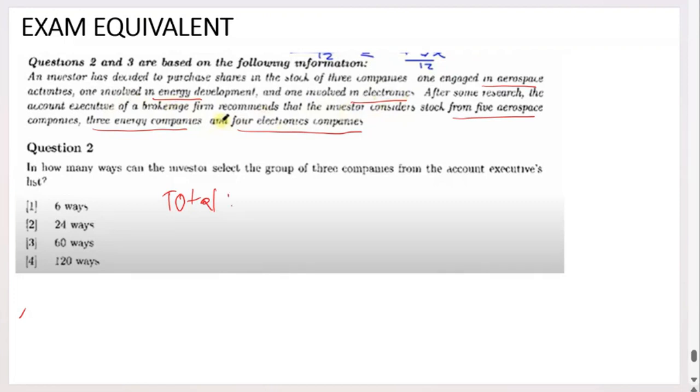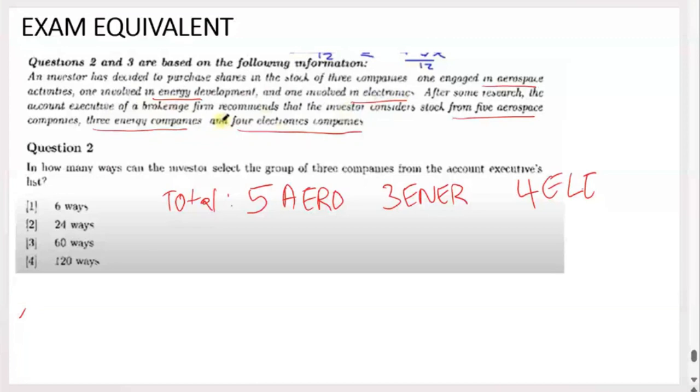You are selecting from, you understand, this is just a selection from. So it means this is a total. You've got 5 aerospace, I'm going to write an arrow like this, and you've got 3 energy, and then you've got 4 electronics. I'm writing like this because there are many. So that is the total that you're having. This is the story, the scenario. So now you can see what is happening. Let's come and answer the question.